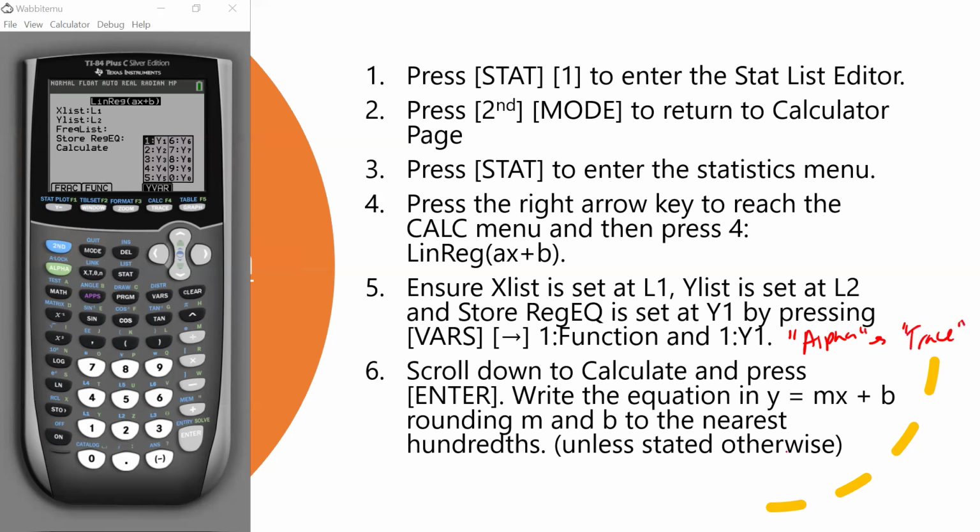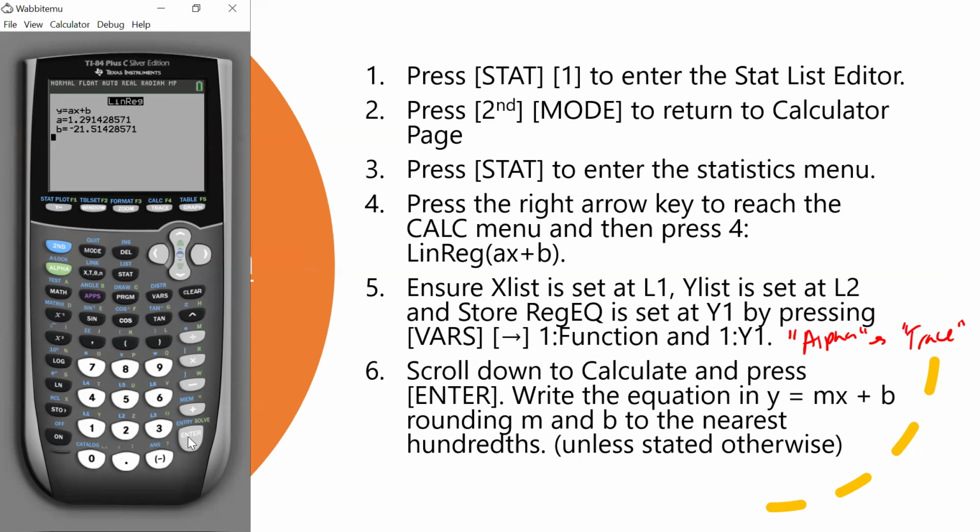Okay. And we can press what we want. So we're going to store this as equation number 1, so Y1. And we hit enter and then calculate. So here are the values of my equation. We're going to round to the nearest hundredths unless it tells you otherwise.